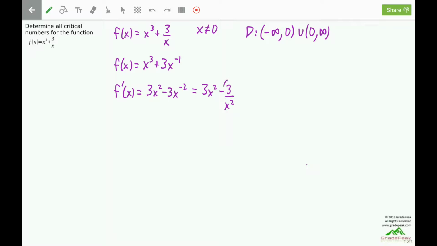Once one or more terms in the derivative have a denominator, we have to put every term over that common denominator before we find critical numbers. We need a common denominator of x squared. The first term will be multiplied by x squared over x squared, a form of 1, to give it the common denominator. 3x squared times x squared will be 3x to the fourth, minus the 3, and it's over the common denominator of x squared.